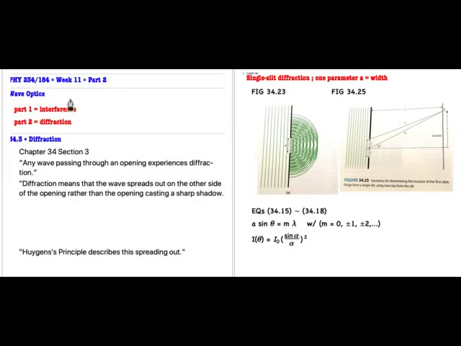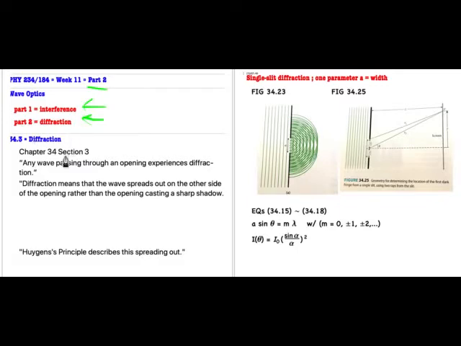Well, here's Wave Optics Part 2. Part 1 was interference, and we saw various examples of that. Part 2 is a different phenomenon, diffraction. It's in the textbook, Chapter 34, Section 3.